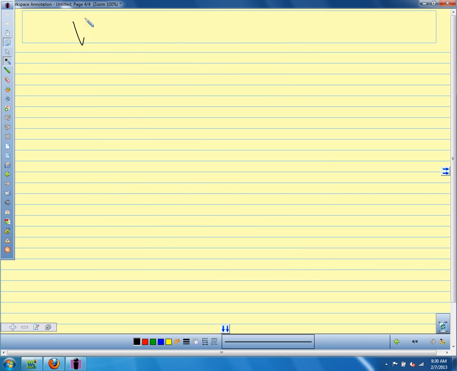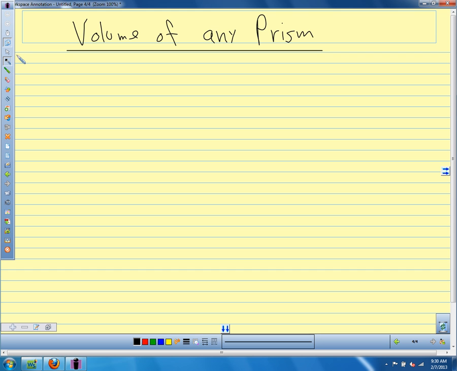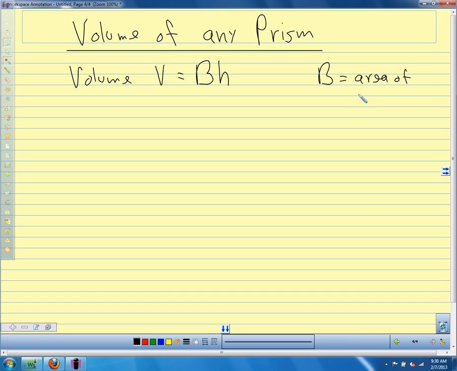Okay. So the volume of any prism, so this formula will work for any prism. The volume, and we use a V, equals capital B times H. B equals the area of the base, and height equals the height of the prism. And our units are units cubed for volume, always. So this formula will work for any prism. And again, the base is the key. We need to find the area of the base.